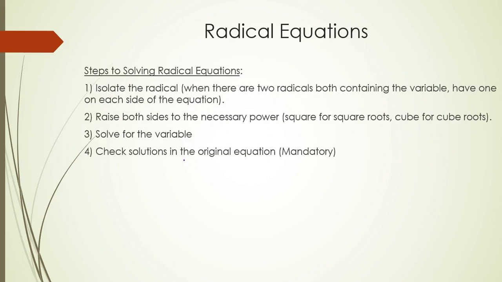So here are the steps to solving radical equations. You first must isolate the radical. So get the radical by itself. Then you'll raise both sides to the necessary power to get rid of the radical. For instance, you'll square both sides if you have a square root, cube both sides if you have a cube root. What you do to one side, you have to do to the other. It's an equation. Next, solve for the variable, and then you have to check your solutions. It's not a choice, it's mandatory.